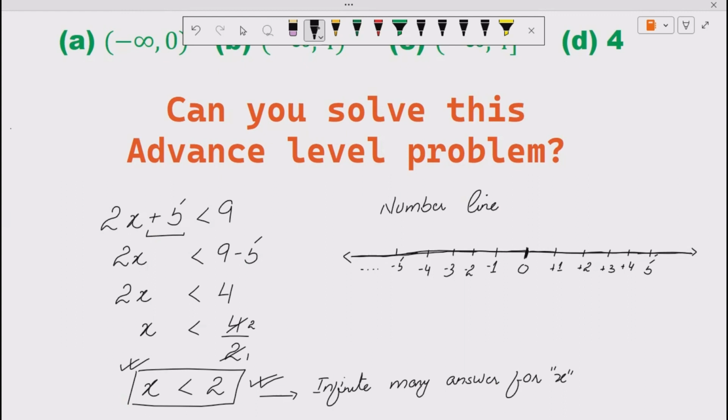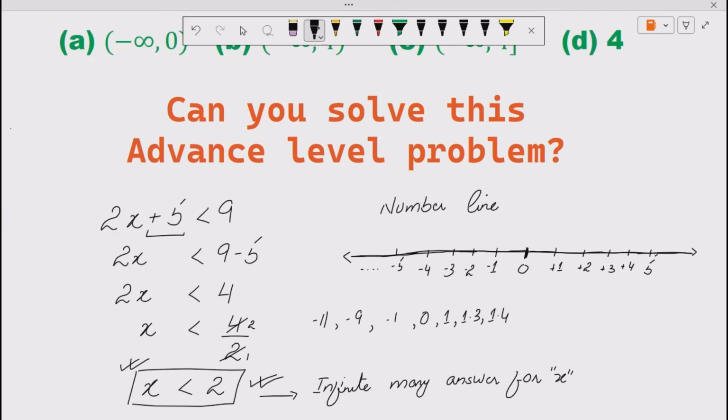Okay, so now we have the number line. What answer did we get? x less than 2. So we have to check what part of this line satisfies our solution. x less than 2 means 1, 0, 1.3, 1.4. So all these numbers, -1, -9, -11, are less than 2, right? And there are infinitely many numbers that are less than 2. That is why I am saying that there are infinitely many answers for x.